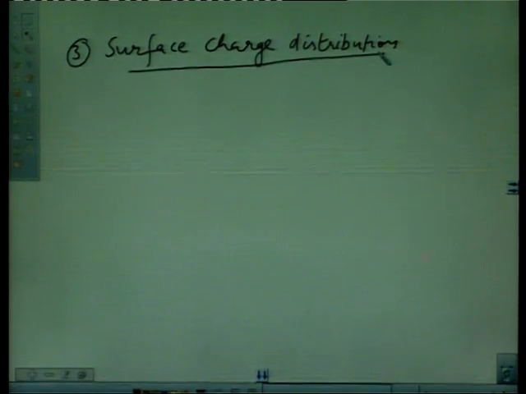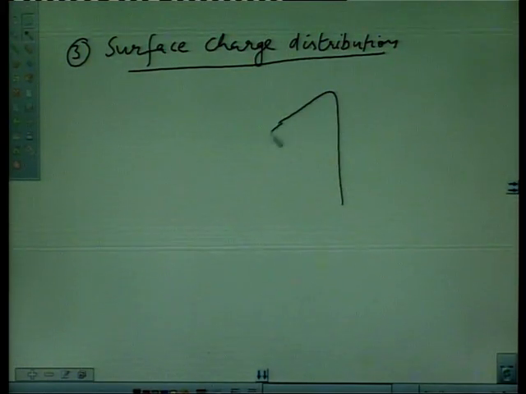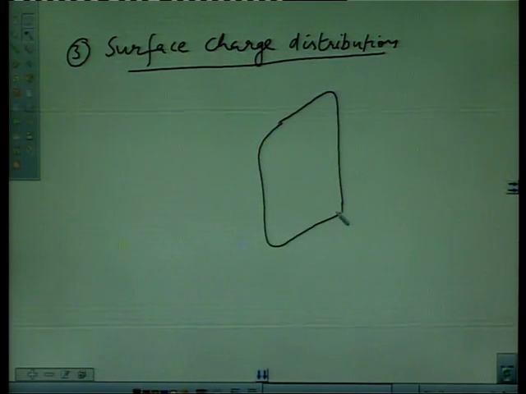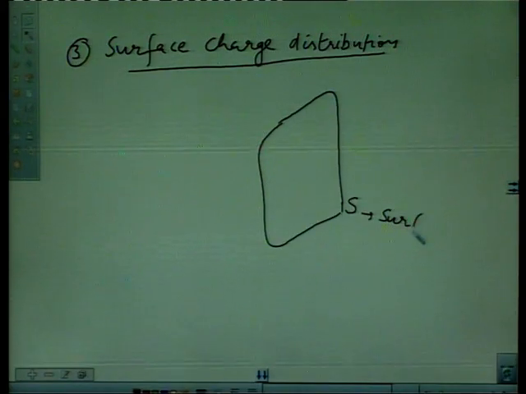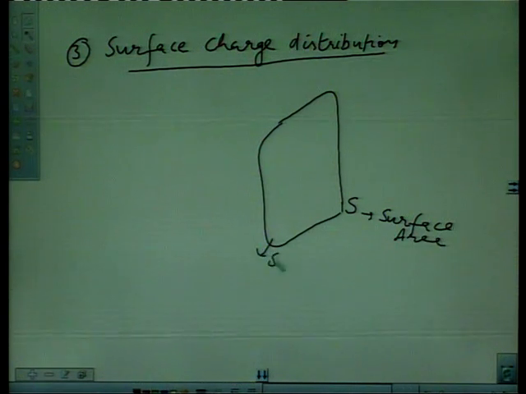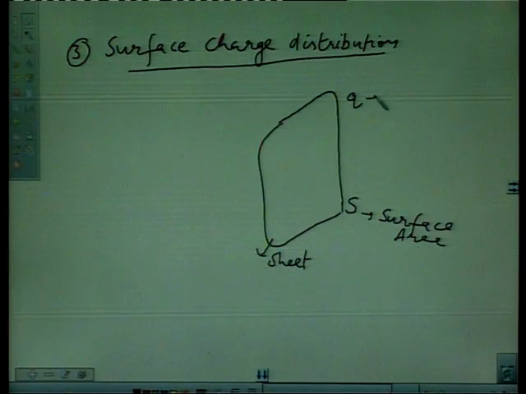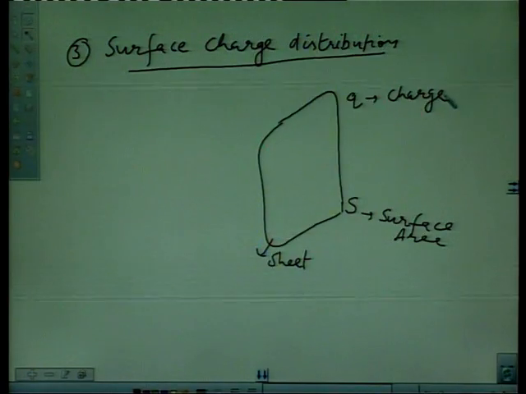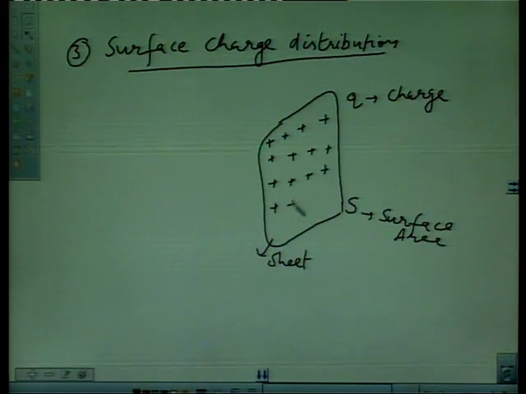In this case, suppose we have a given surface, a given sheet, which has surface area S. This is a sheet. Suppose we have given a charge q to this sheet. q is a positive charge and it is uniformly distributed over the whole surface of the sheet.